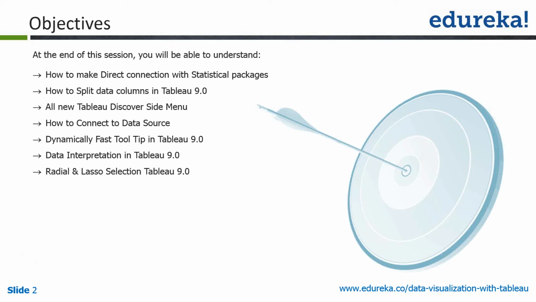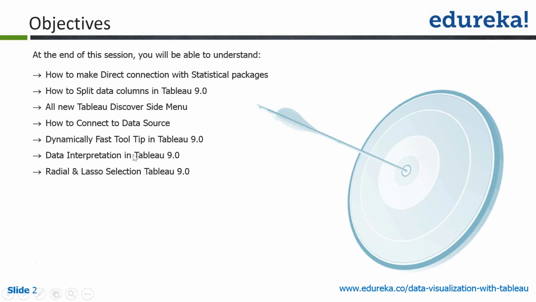These are the various concepts which we are going to briefly discuss, because given 1 hour, we cannot cover all the new features of Tableau 9. That would be close to impossible, right? So we'll look into all these features which are listed on this slide. We will look into how to make a direct connection with any of the statistical packages, where that option is available, how to split the data columns, what are the new features of Tableau Discover side menu, how to connect to the various data sources, and we'll see why the tooltip in Tableau 9 is extremely fast.